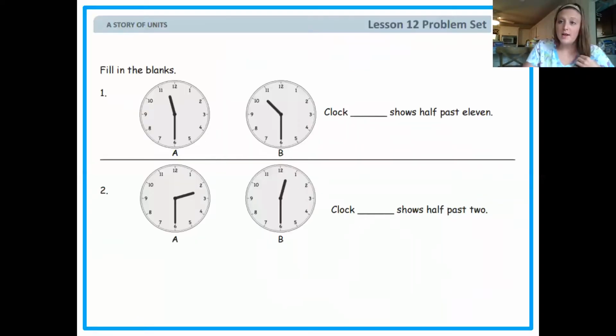So I want you guys to think about what clocks are going to look like. I skipped through a couple of different slides because I want you guys to get some practice on your own. On these ones, I want you to fill in the blanks and answer whether A or B. The clock blank shows 11:30. Remember, halfway through, and remember where the hour hand needs to be. So for number 2, it says the clock blank shows 2:30. So go ahead and complete this.